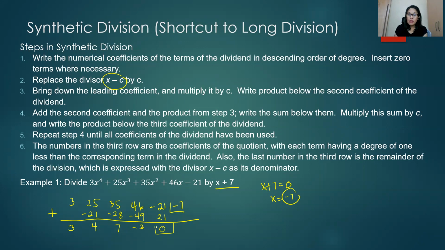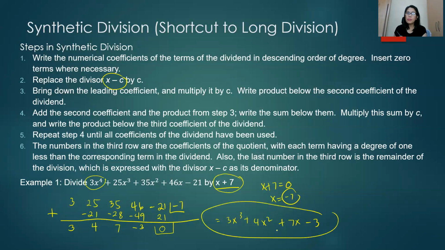And then for the final answer, we have to subtract the highest degree of the dividend by the degree of the divisor, that is 4 minus 1. So that would be the degree of the quotient. So we have 3x cubed plus 4x squared plus 7x minus 3 as our answer. Now, if you remember, this first example was used as we worked on the long method. And when you compare the answer, they're the same.